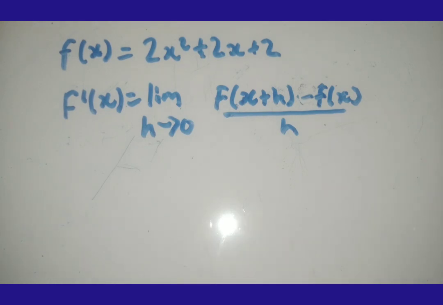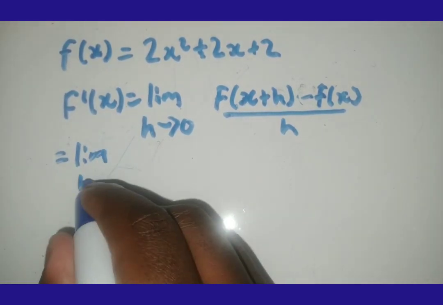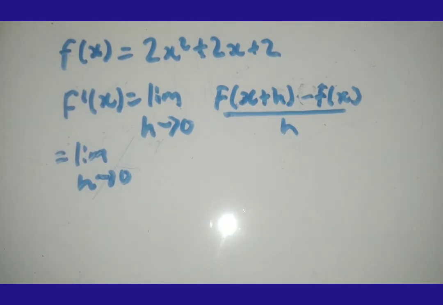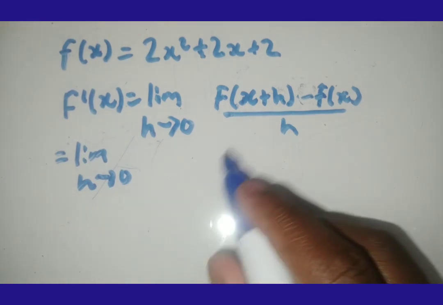Now let's substitute into the formula. We obviously still say limit as h tends towards 0. We still have h as a denominator, so h cannot be 0. We have to say this. If we don't say it, we lose the mark. So then let's substitute for this.